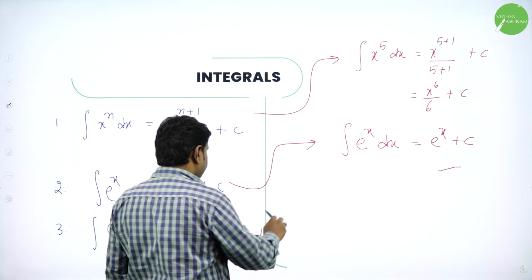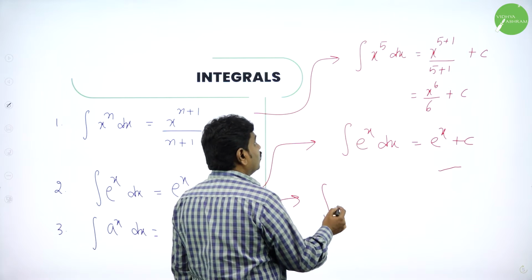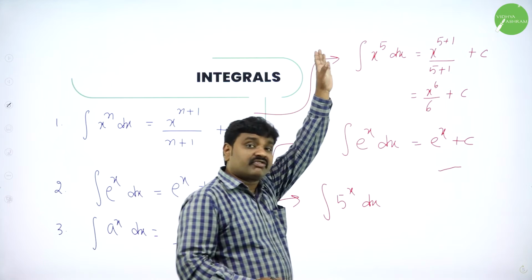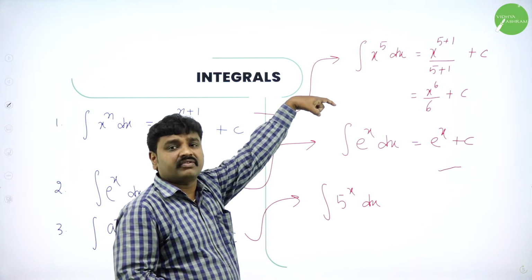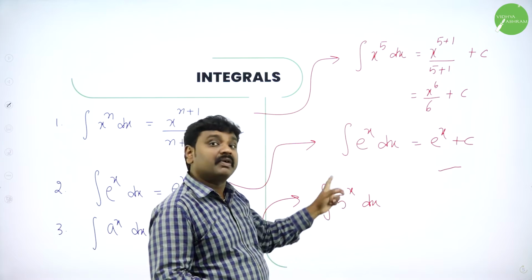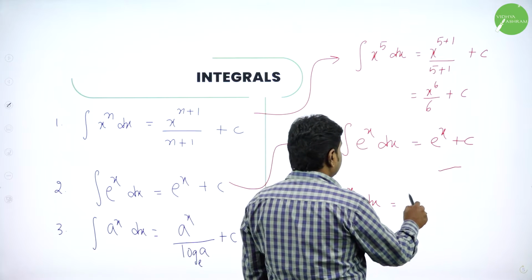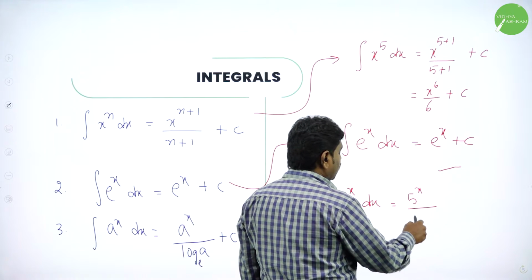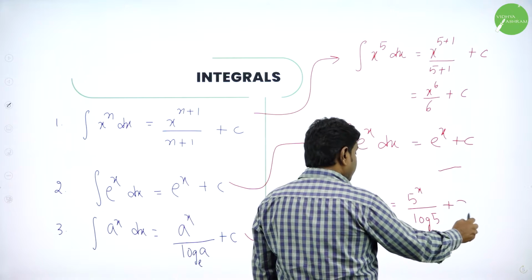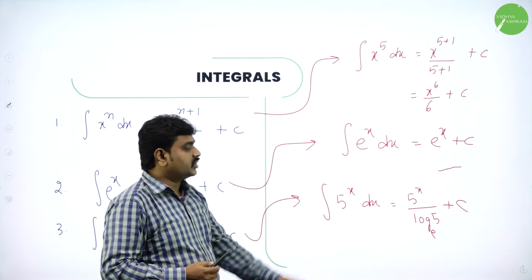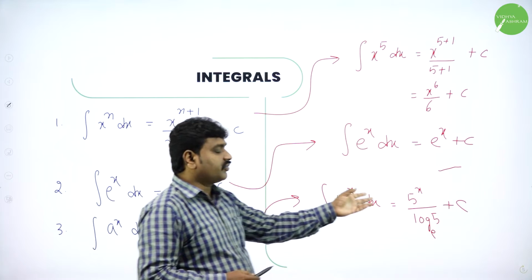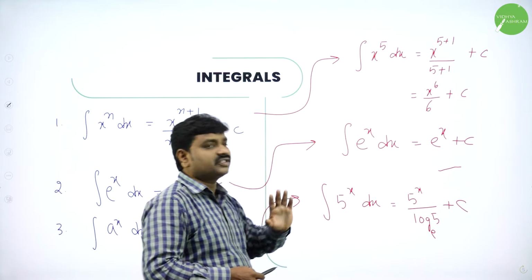Third one, integration of 5 power x. See, please understand, first one is x power 5. In the power we have a number, in the base we have a variable. But here in the power we have a variable, in the base we have a number. It is in the form of a power x. So what is integration of a power x? A power x by log base e a. In the place of a, you have 5, plus c. You can differentiate this, you will get this. The derivative of 5 power x is 5 power x log 5; log 5 is constant, take it out. Derivative of 5 power x is 5 power x log 5, cancels, you will get the same.